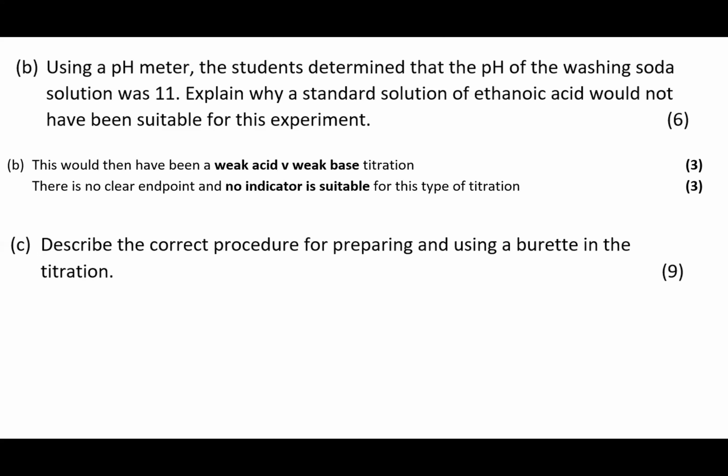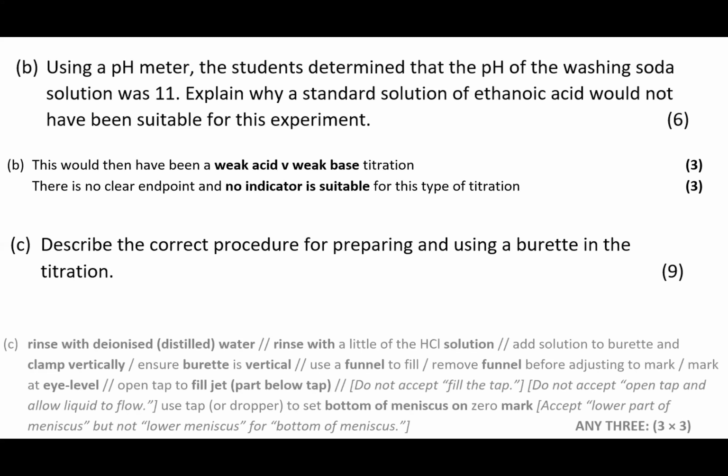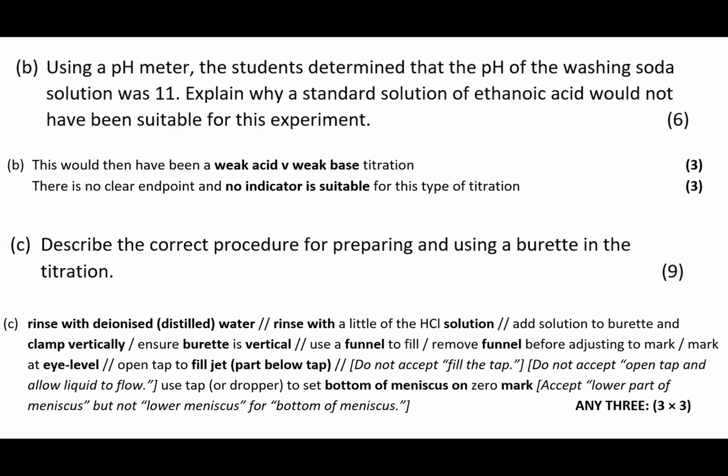Describe the correct procedure for preparing and using a burette in the titration. For this, you need 3 good points, 3 by 3, so 9 marks in total. Your options are rinse with deionized water, rinse with a little of the solution that's contained, which is HCl, clamp vertically, use a funnel, remove the funnel, make sure you fill the jet, the part below the tap, make sure the base of the meniscus is on the 0 mark. So any 3 of those, but you must have 3 of them to get the 9 marks there.